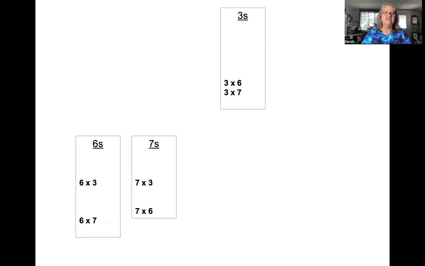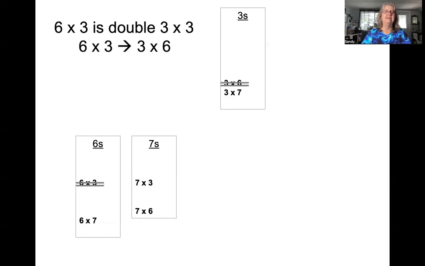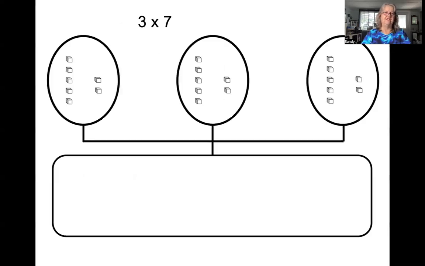Now, just let's think about 6 3s. See, 6 by 3 is double the 3 by 3. So if you know 3 by 3 is 9, then you know 6 by 3 is double that, 18. And if you know what 6 by 3 is, then you know what 3 by 6 is, commutative property. So that takes care of those facts. 3 times 7, we've looked at this equal grouping chart and the distributive property before.